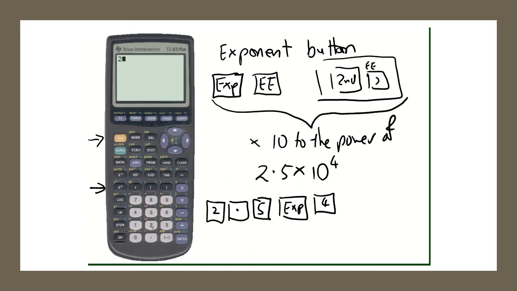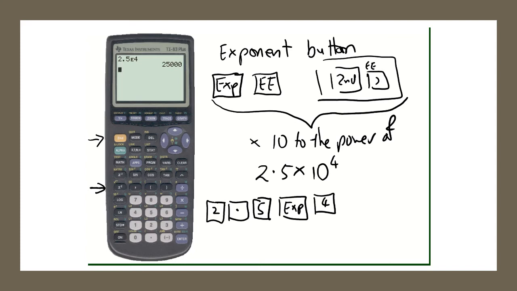Let's do that. 2.5, then on my calculator, second function exponent. Yours might not be a second function. 4. There's 2.5 times 10 to the power of 4 in scientific notation. When I enter that, the calculator puts it back into normal decimal notation, 25,000.